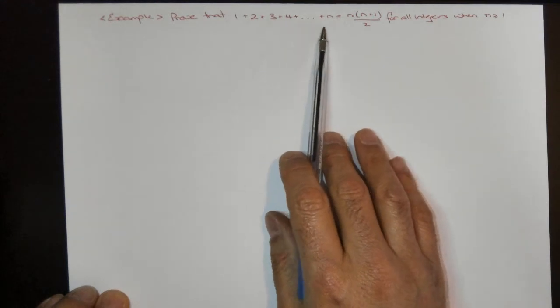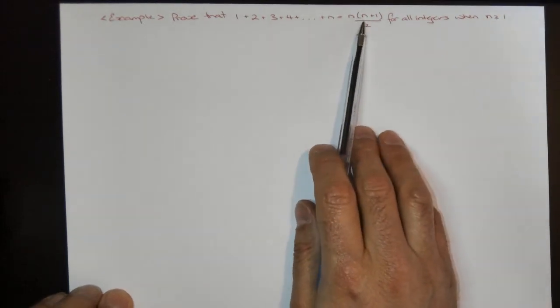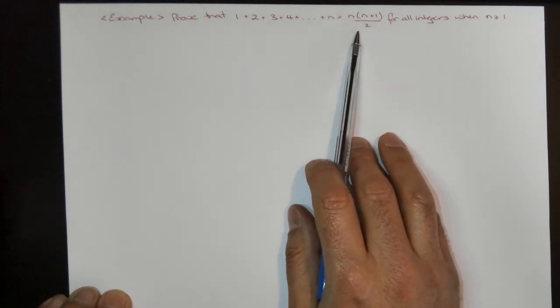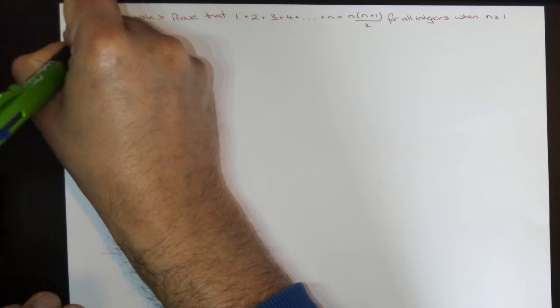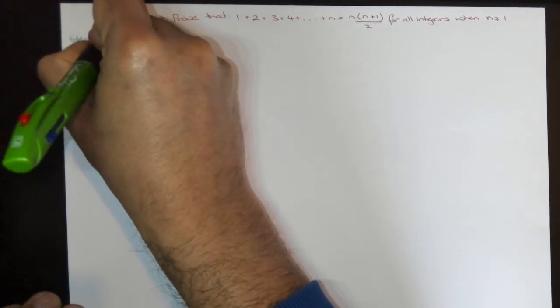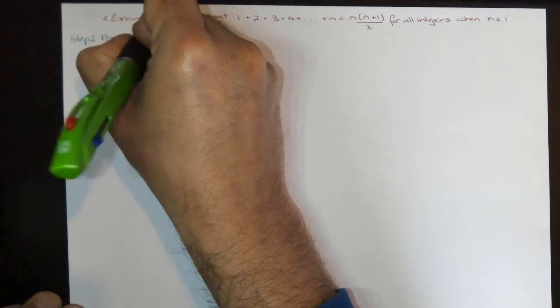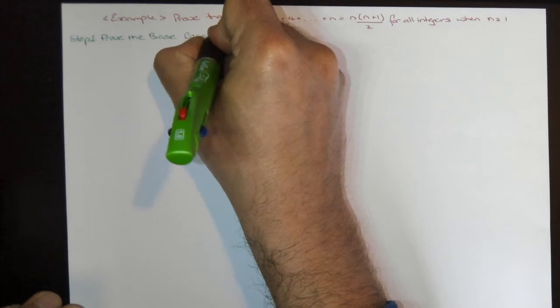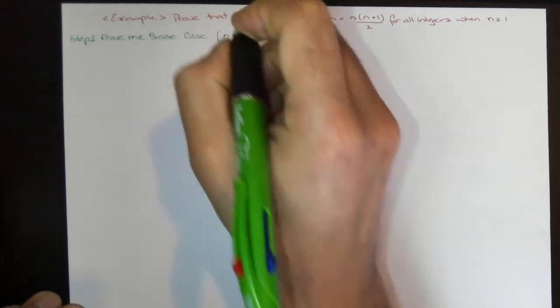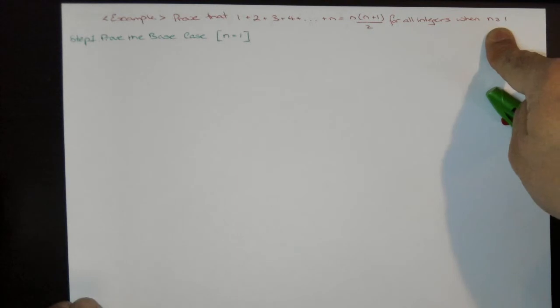Okay, so let's do some proofs through examples. We want to prove that 1 plus 2 plus 3 plus 4 all the way up to n is equal to n multiplied by n plus 1 over 2, for all integers n greater than or equal to 1. So I'm going to do the 4 steps. Step 1 is always to prove the base case. And in this situation, the base case is when n equals 1, because we're going to say n is greater than or equal to 1.